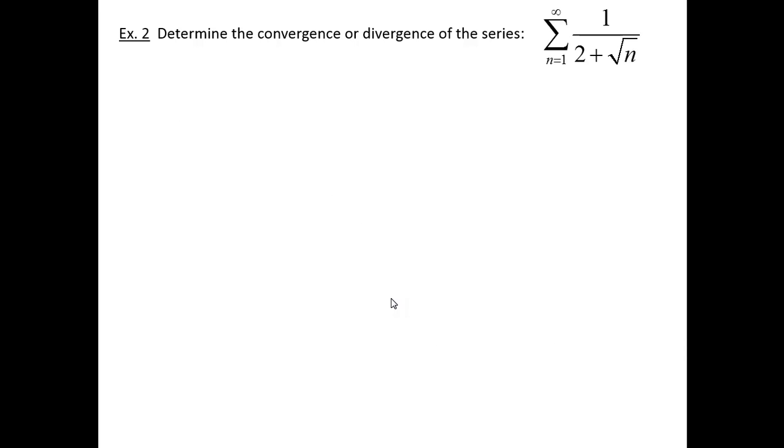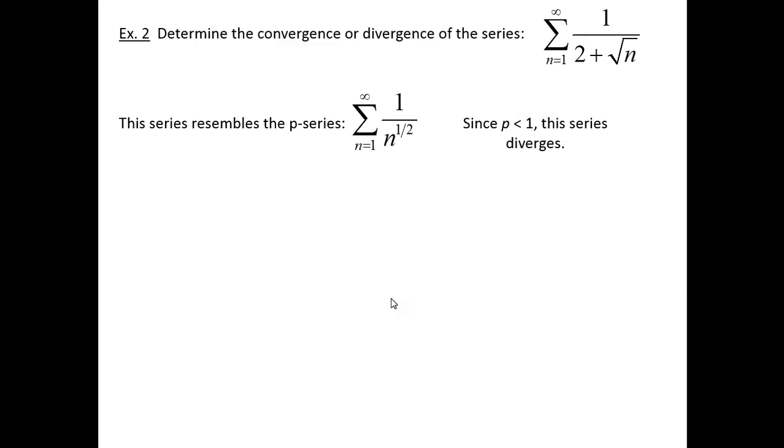Okay, let's try this one. We have 1 over 2 plus the square root of n. So think about what series this might look similar to that we do know something about. This resembles the p series 1 over square root of n, or 1 over n to the 1/2. And we know that that diverges because p is less than 1. So what is the relationship? What is the inequality between our original series and this new series, this p series? Our series is less than this p series.